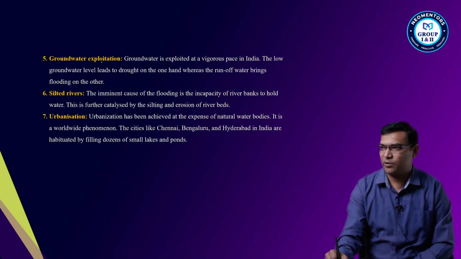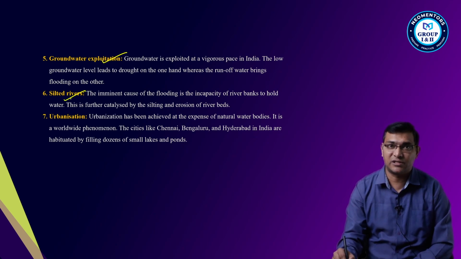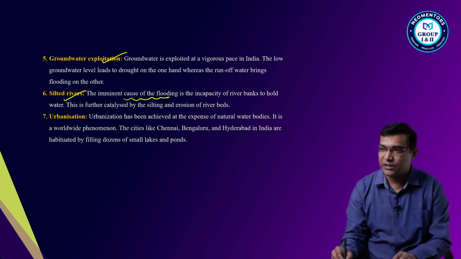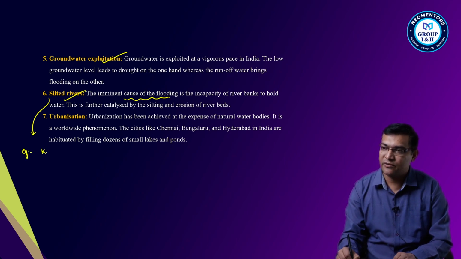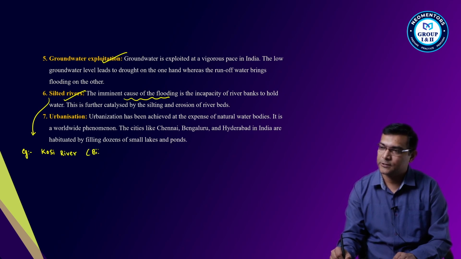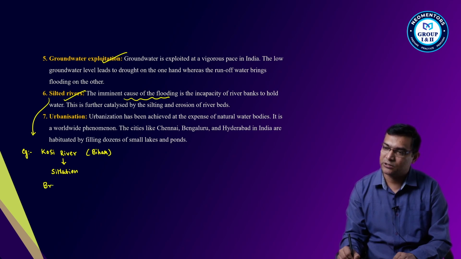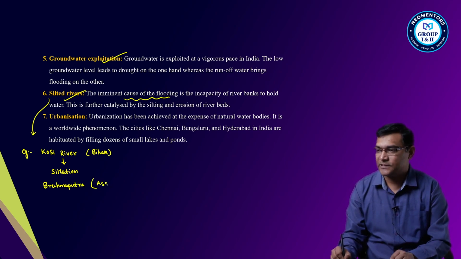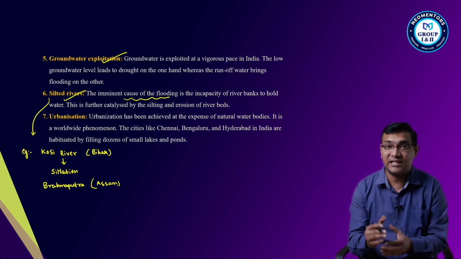Then groundwater exploitation, I told you, and the siltation of the rivers. Due to the siltation of the rivers, floods imminently occur. The best examples I can give you are two: one, the Kosi River in Bihar, which floods because of the siltation that occurs, and also the Brahmaputra in Assam, where recent floods were also due to the siltation which takes place.